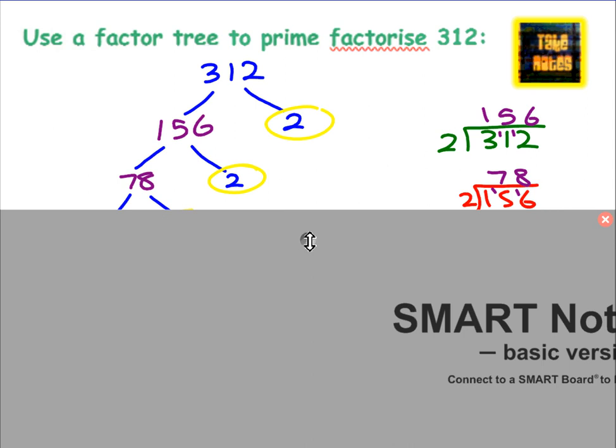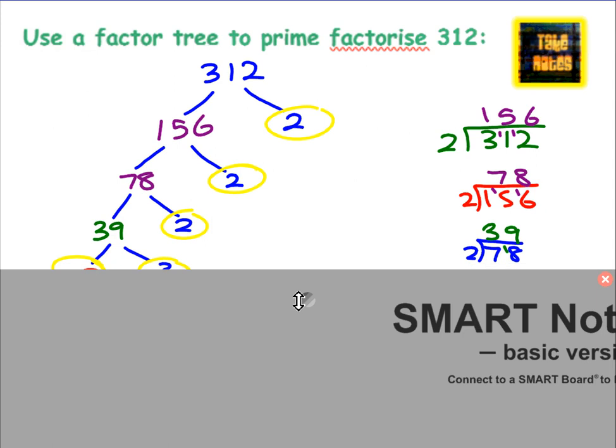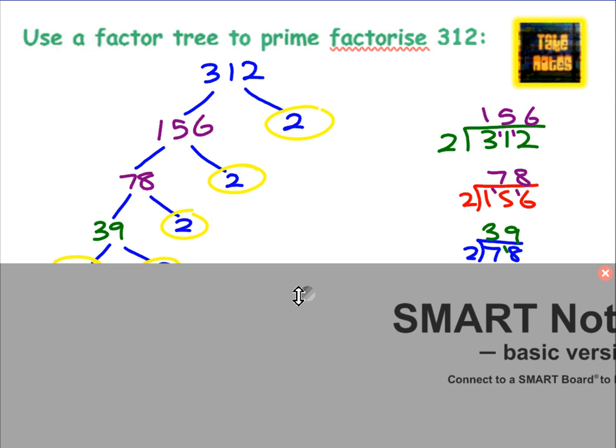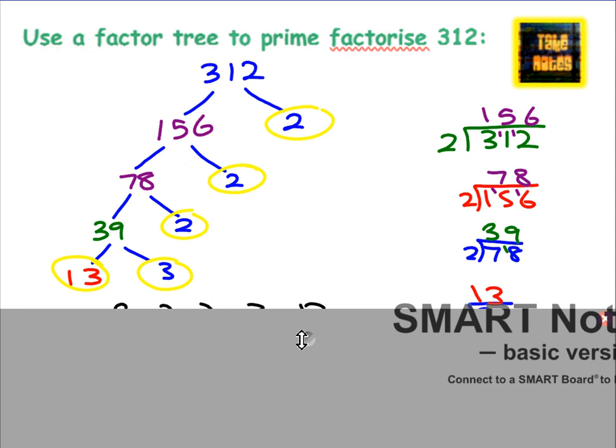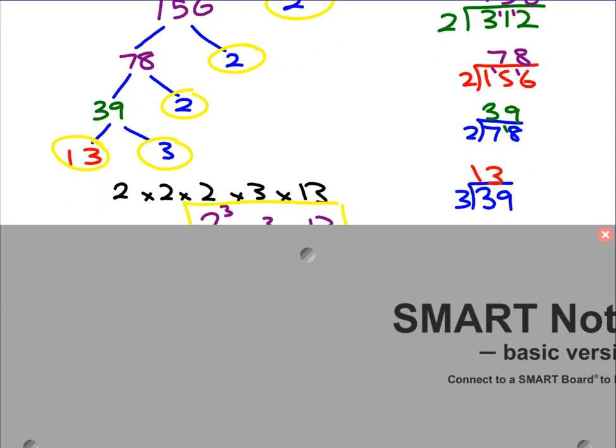78, it's even again. Go straight to 78 divided by 2, turns out to be 39, because 2 goes into 7 3 times with 1 remainder. 2 goes into 18 9 times. Circle that one. 39, turns out it's a multiple of 3, because 9 plus 3 is 12. So I split it into 3 and 13, because if you're not sure again, 39 divided by 3 is 13.